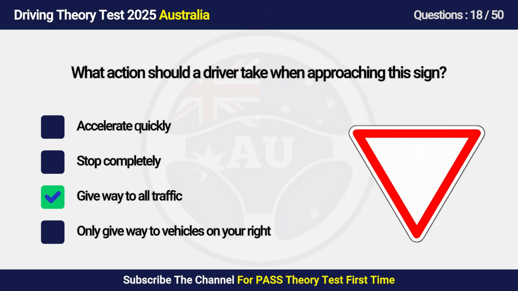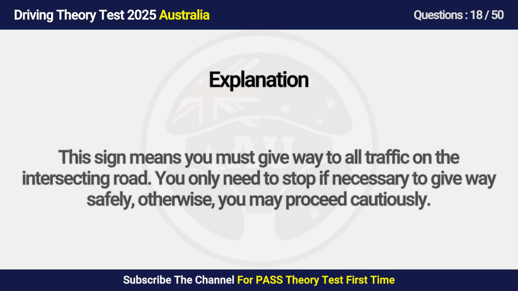Answer is C. Give way to all traffic. This sign means you must give way to all traffic on the intersecting road. You only need to stop if necessary to give way safely, otherwise you may proceed cautiously.